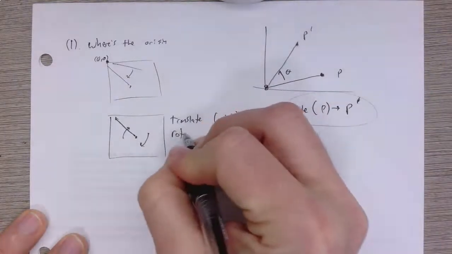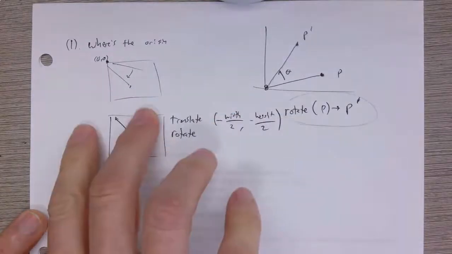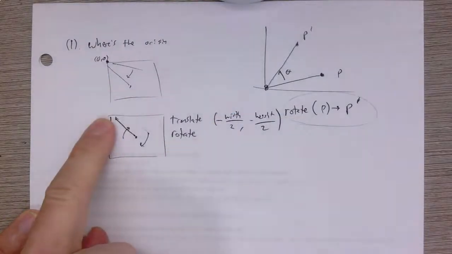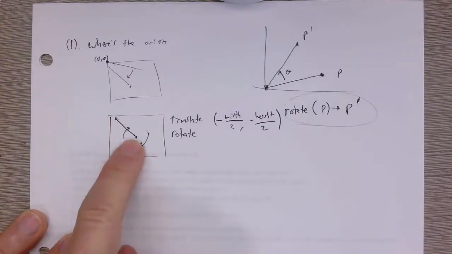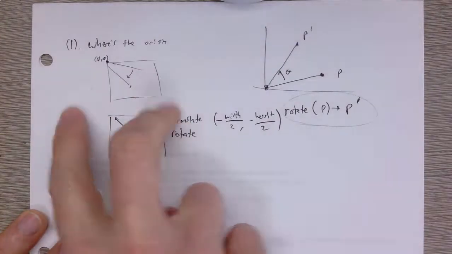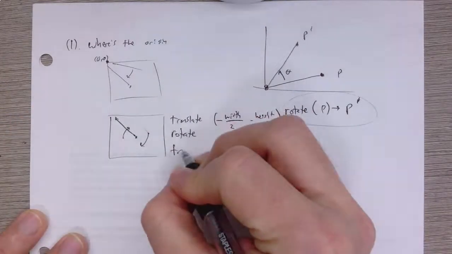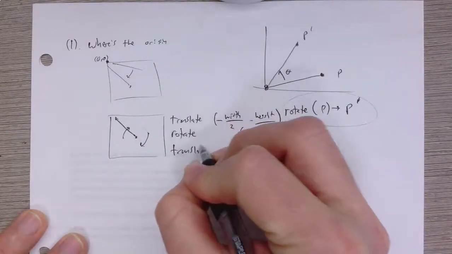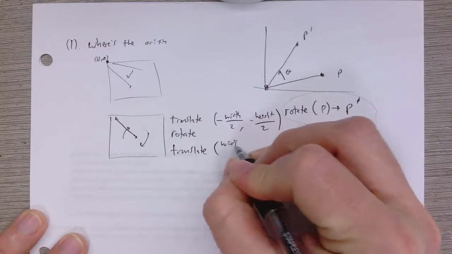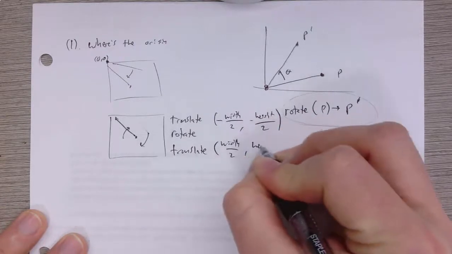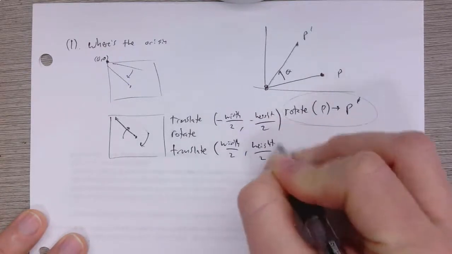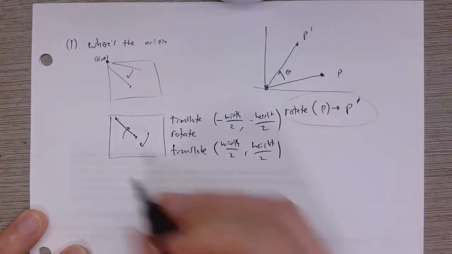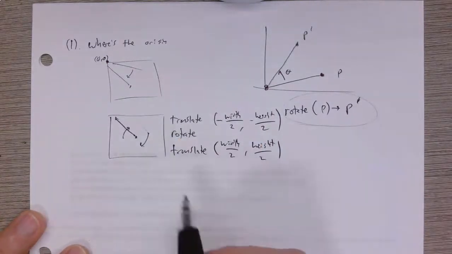Then you can rotate, because after you've moved the image, rotating around the upper left-hand corner is the same as rotating around the middle, because you've moved the middle to be in the upper left-hand corner. And then translate back afterwards. So then you translate back by width over 2 and height over 2. So that's one issue, rotating around the middle.